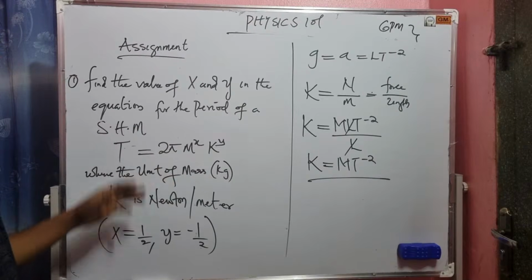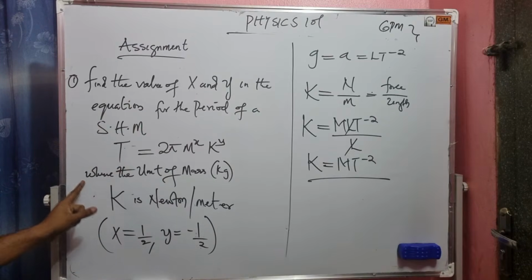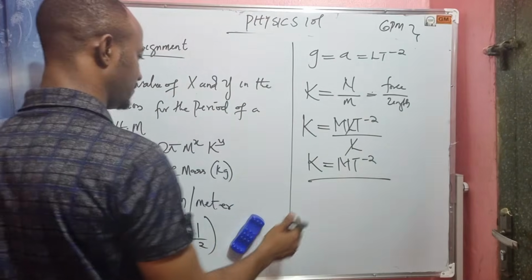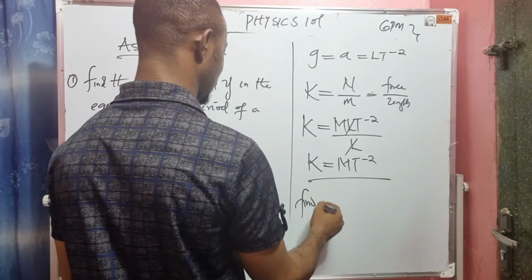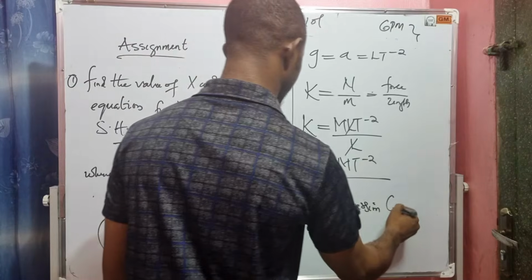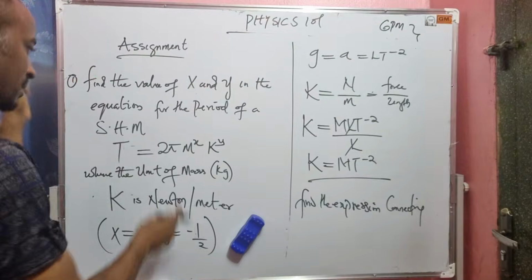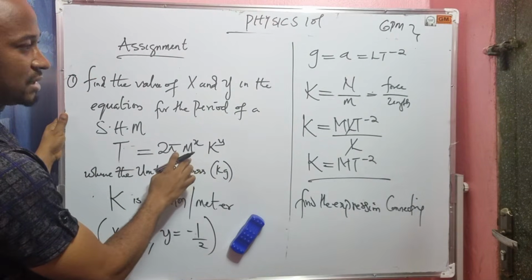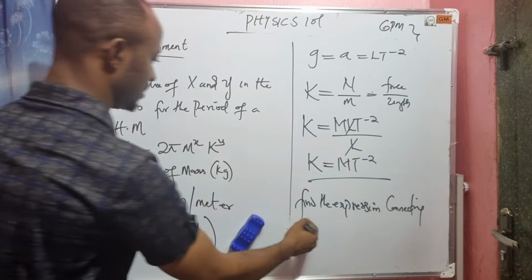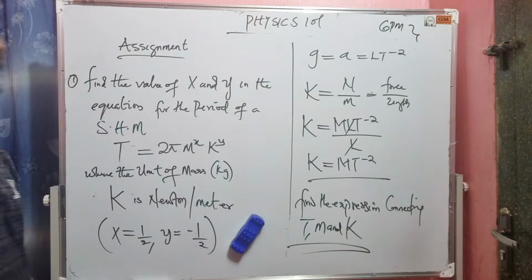So we have to find the values of x and y in the equation for the period of a simple harmonic oscillator. After getting the values of x and y, please also find the expression connecting all the terms. Find the expression connecting period, mass, and k, the force constant. I hope this assignment is clear.